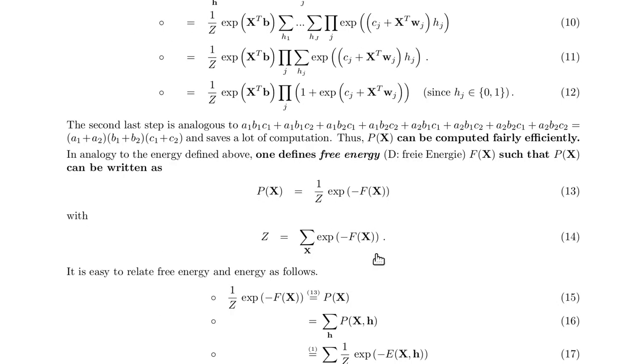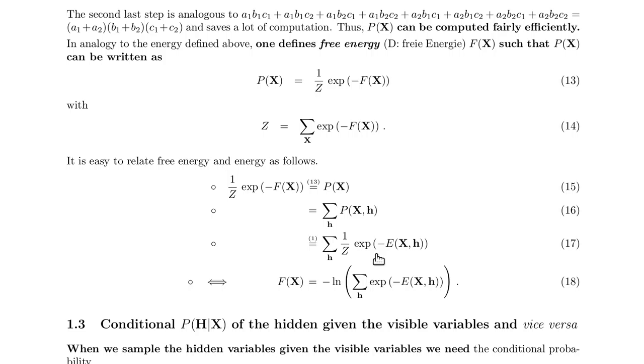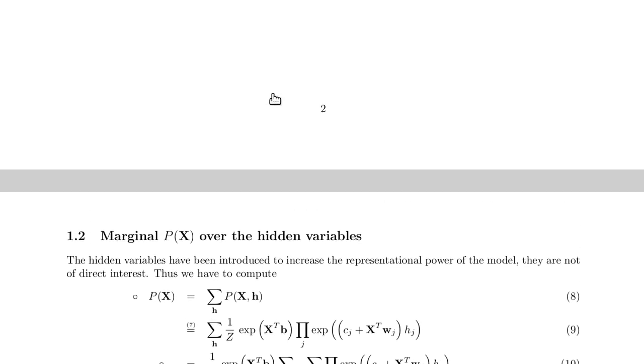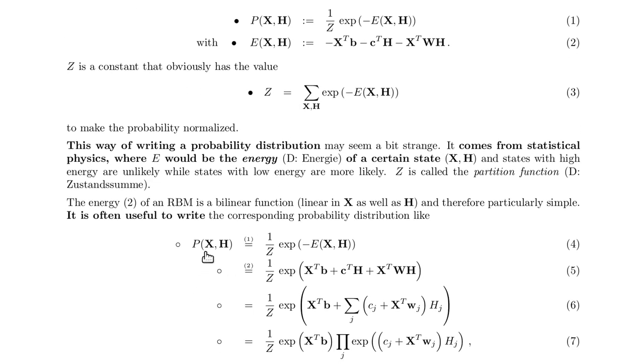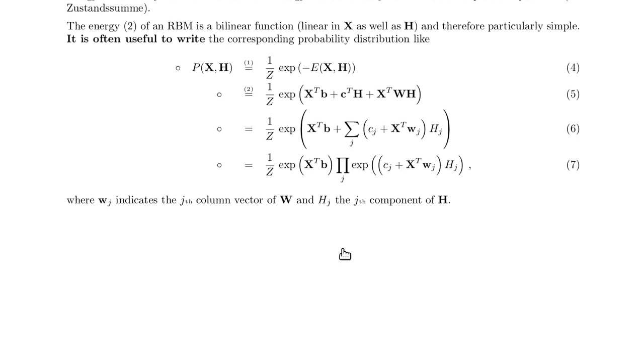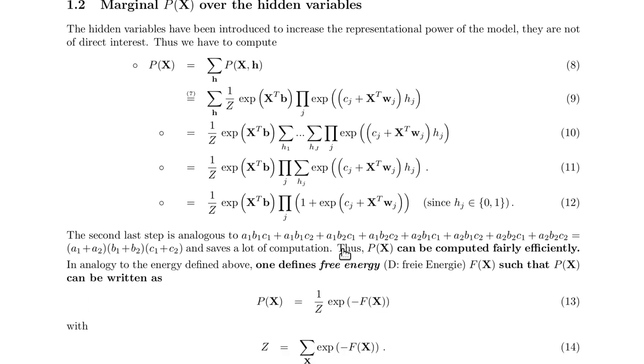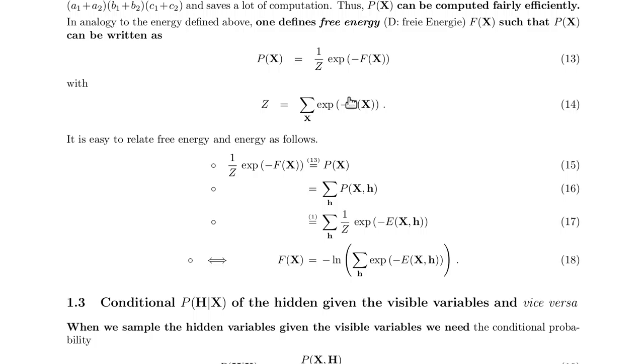We can now define something called free energy, again a term from physics. So we can write P of x in a very similar way as we did with P of x and h. Further above we had P of x and h written as 1 over z times the exponential of minus an energy, and we write P of x in the same way. The energy that we need now is called free energy. So same notation, same way as above.